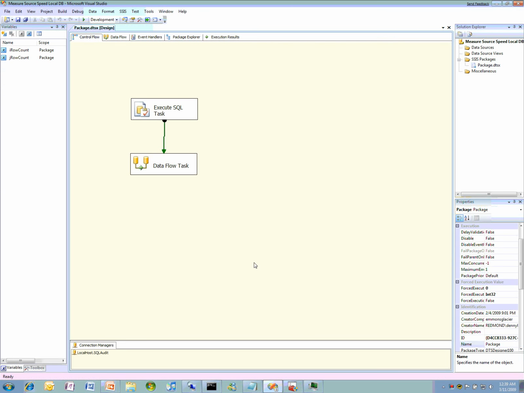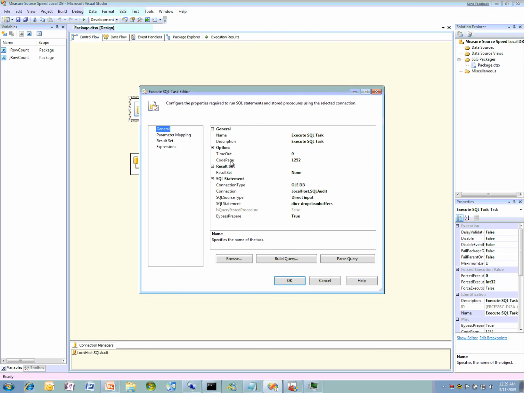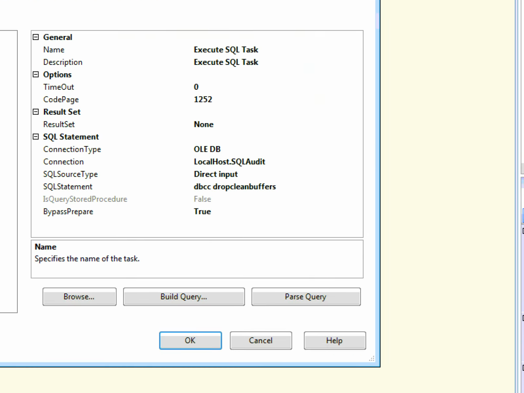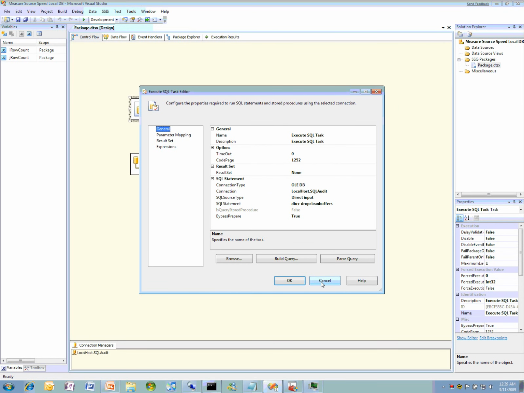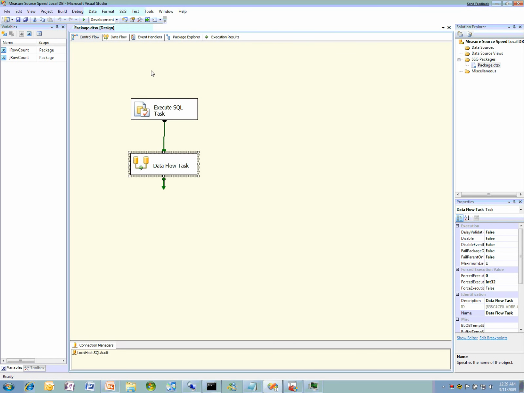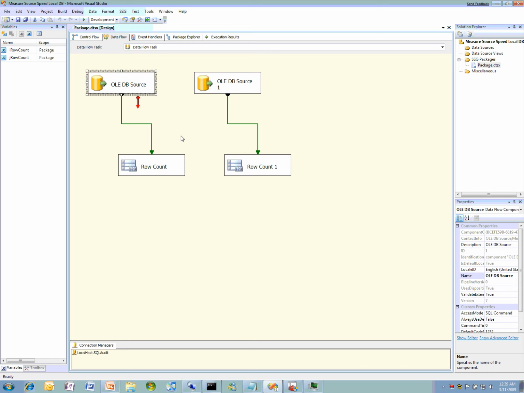So looking at this SSIS package, it's a very simple package. The first thing we have is a simple execute SQL task. It's actually executing a DBCC drop clean buffers at the SQL Server, so that way it's a repeatable test. Within data flow task, we're running 2 data flows that will extract data from a SQL database, and we'll do 2 different row counts.